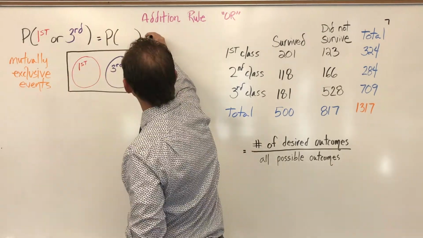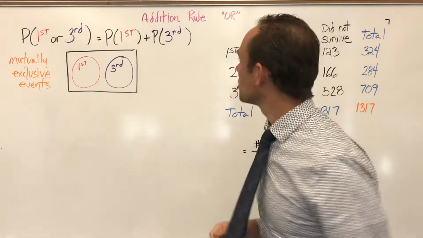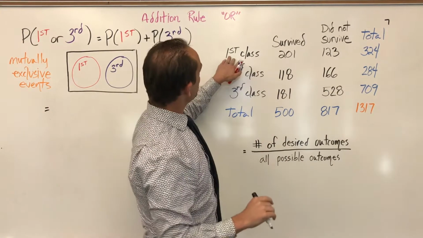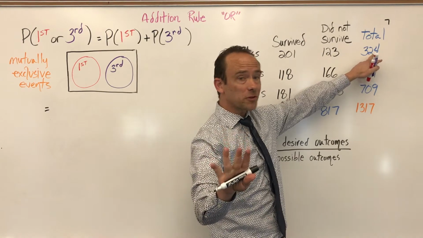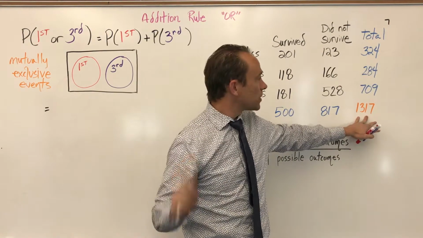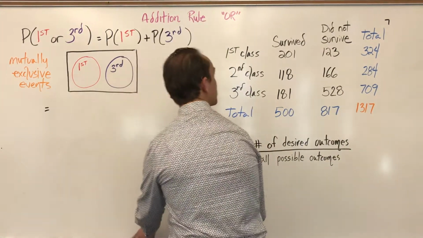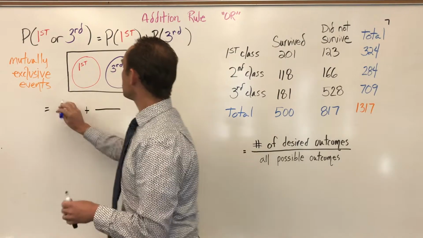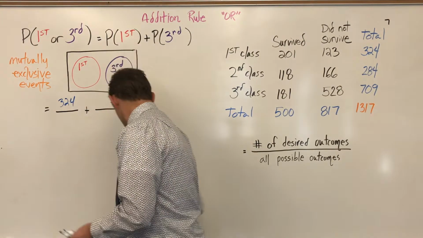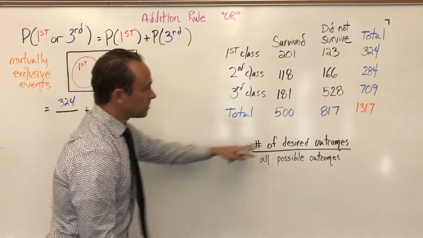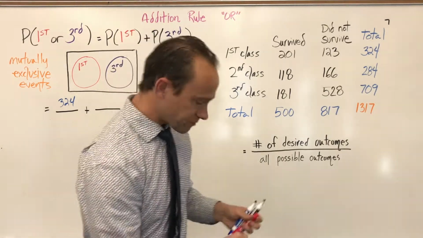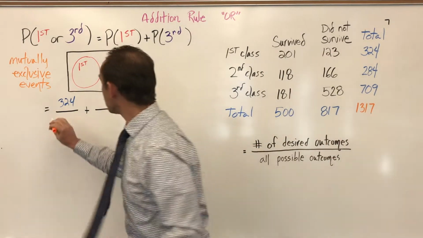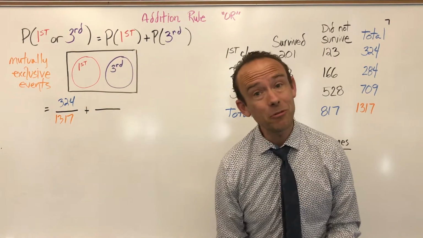So it's going to be equal to the... Okay, so we got to add the two together. So let's see, what is it? Let's go with the probability of first class. So first class, we have 324 total people in first class. Over the whole boat is 1,317 passengers. So this probability of first class is going to be 324. Now, probability is the number of desired outcomes over all possible outcomes, assuming all those outcomes are equally probable. We're going to put the total possible as 1,317. Okay, so that's the probability of first class.